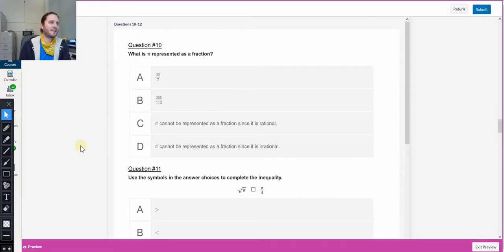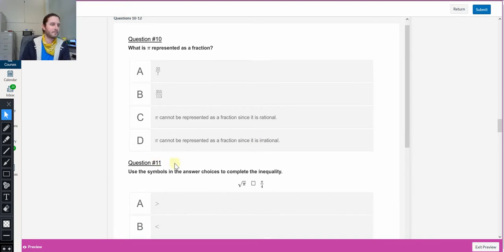For number 10, what is pi represented as a fraction? So this one was a trick. Pi is irrational, and that means it cannot be represented as a fraction. So the answer would be D. Pi cannot be represented as a fraction because it is irrational.